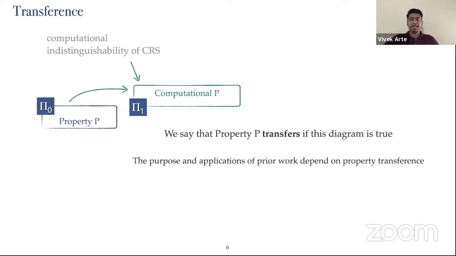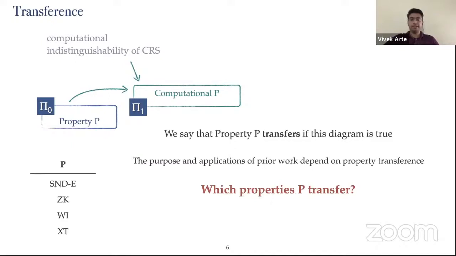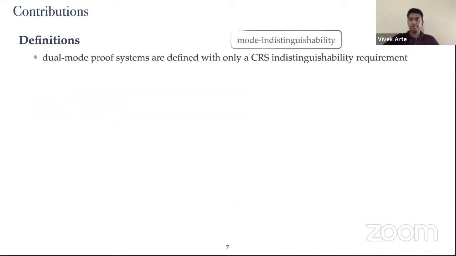So the purpose and applications of prior work depend on the transference of different properties between the modes of the proof systems. Therefore, we ask the question of which properties transfer. We look at this question for a number of different properties like zero knowledge, witness indistinguishability, extractability, and soundness.